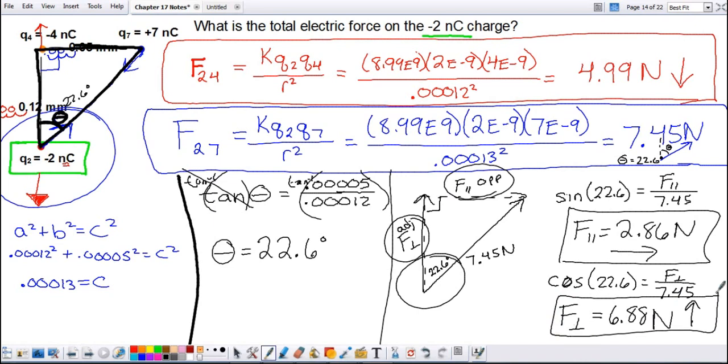I want to find the overall net force on this, so I want to add this vector to this vector. Now I just broke it down into its components, so I'm going to kind of ignore that one now that I've got the components. I'm going to add the top vector plus the two components for the bottom vector.